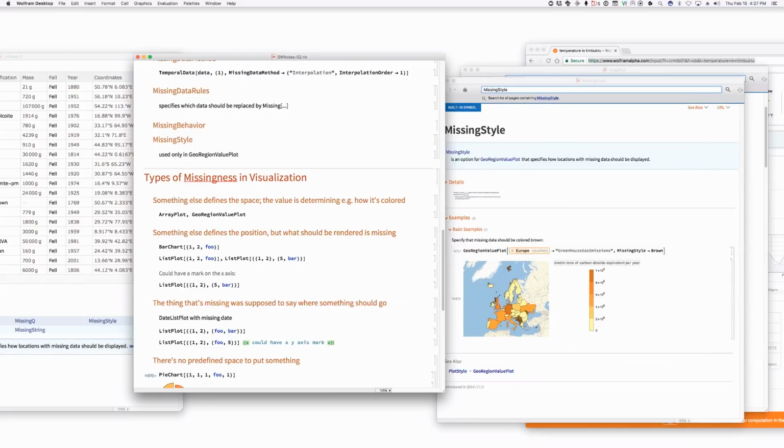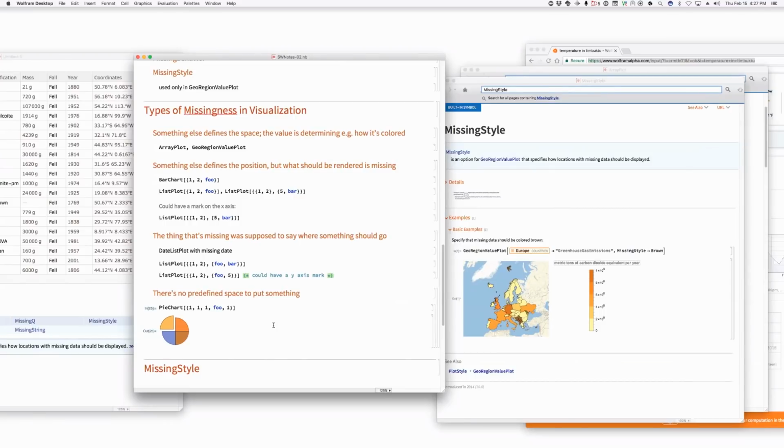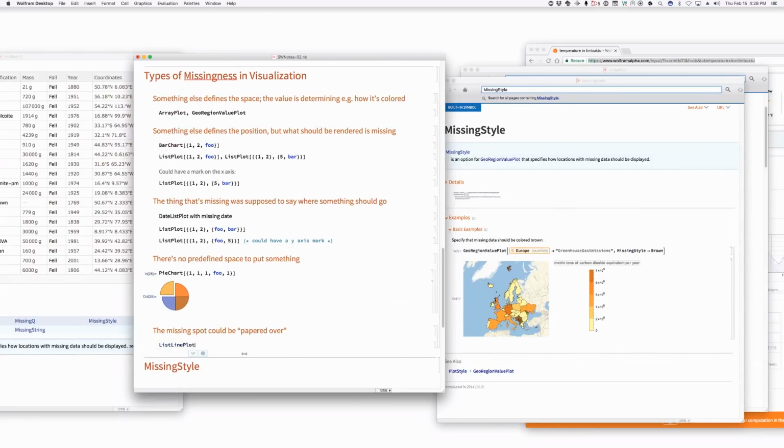Okay, so let's consider list line plot. There's no predefined space to put something. Okay, that's okay. Then another case is there are things, let's see. The missing spot could be quotes papered over. By which I mean list line plot of 1, 2, 3, foo, 5.